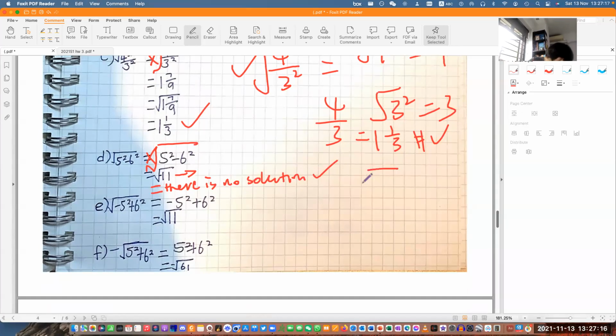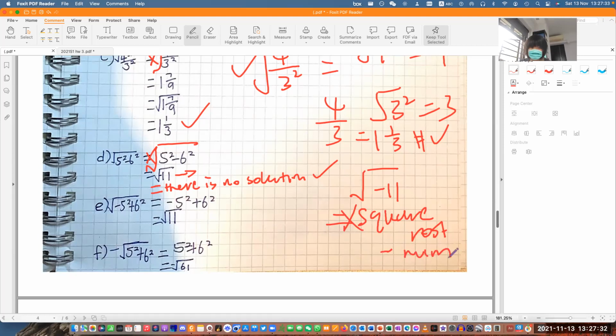You cannot write this square root negative 11 because, what I said last time, you can't square root negative numbers. Correct. You cannot square root a negative number, just like you cannot divide by 0. So 0 can never be the denominator. So your answer for this should be there is no solution. And for this one, this one is correct because this is an irrational number.